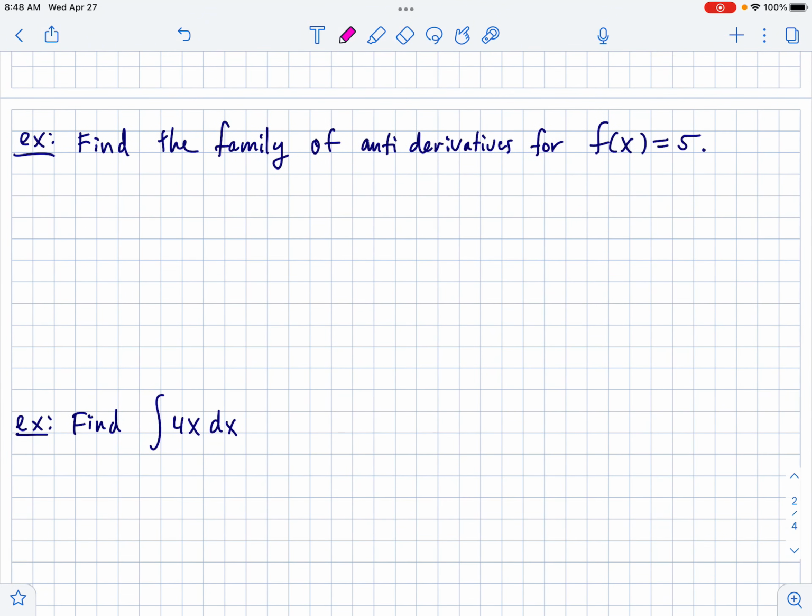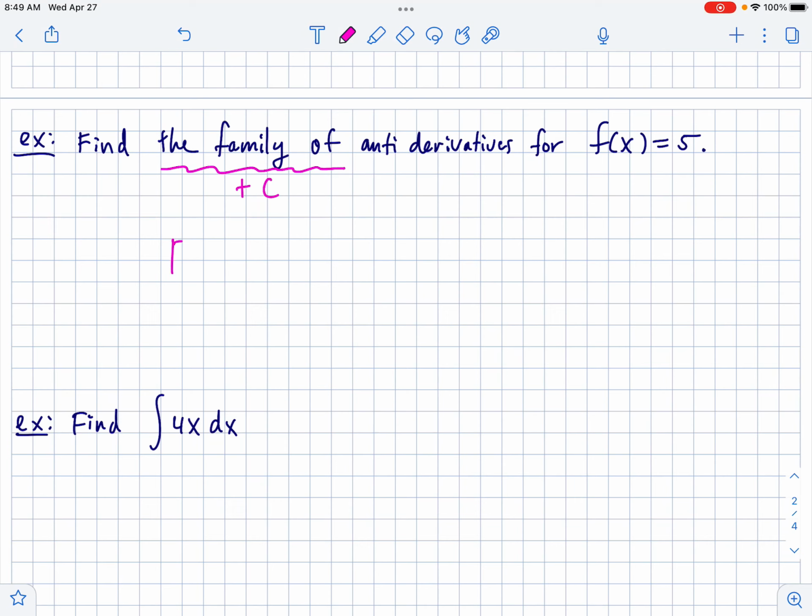First example, find the family of antiderivatives for f of x equals 5. There are so many different ways to tell you to integrate or take a derivative. You can be told to differentiate, or find the antiderivative, and so on. What they're asking you here is to find the antiderivative. But the family part means you're going to have to put a plus c on the end, because it's not just one answer. It's going to be the antiderivative plus whatever number you want. They're using weird language, but that's what they mean: there's going to be a plus c on the end.